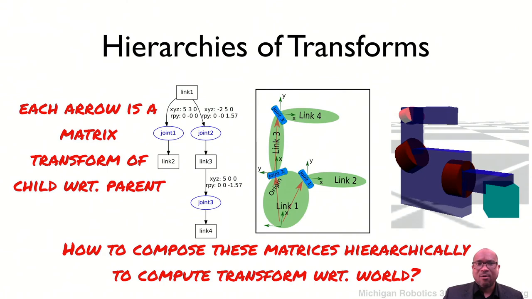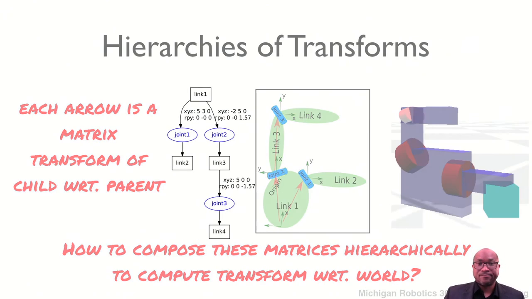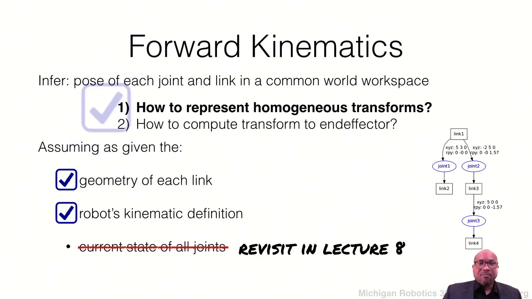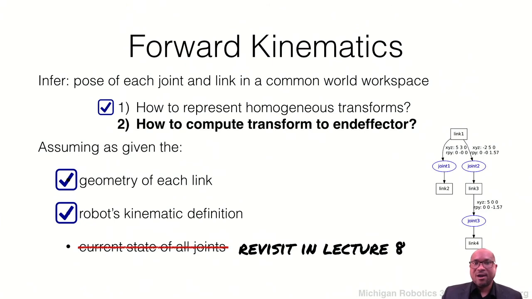The question that we now want to ask is, how do we compose these matrices hierarchically to generate not just the transform with respect to a link or joint's parent, but with respect to the global workspace world frame? Coming back to our checklist, we've covered how to represent homogeneous transforms. Now we want to turn our attention to how to compute the transform to the end effector frame in the workspace.